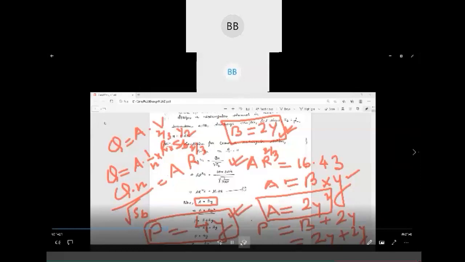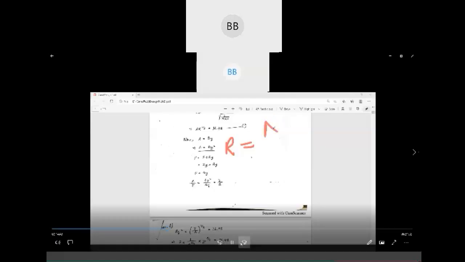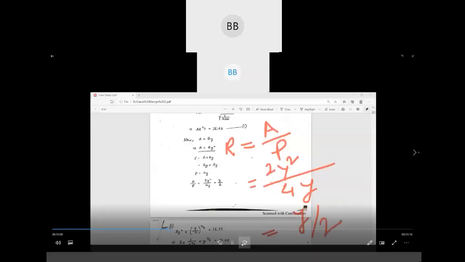Now we need to find out the R value. R is nothing but A by P. Area we have already got as an expression of twice y square, and this is your 4y. So this will be y by 2. So your R is nothing but y by 2.